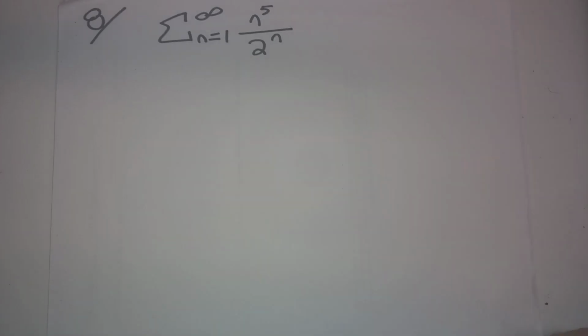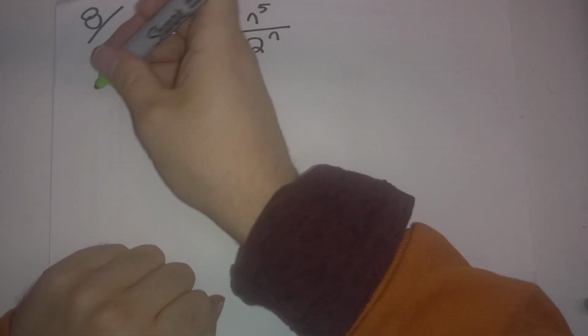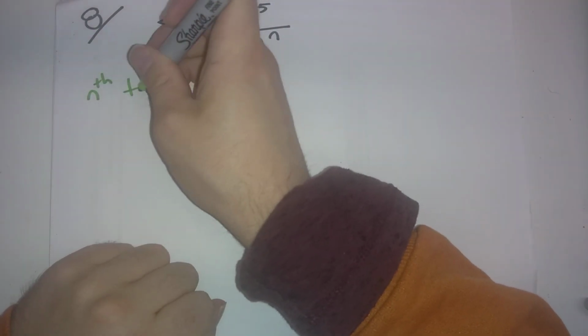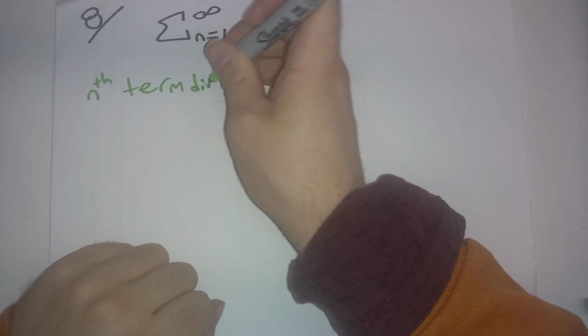So we're going to pick one, and we're going to not guess a particular number, just determine whether this series converges or diverges. So we'll go in particular order. So first I want to look at the nth term divergence test.